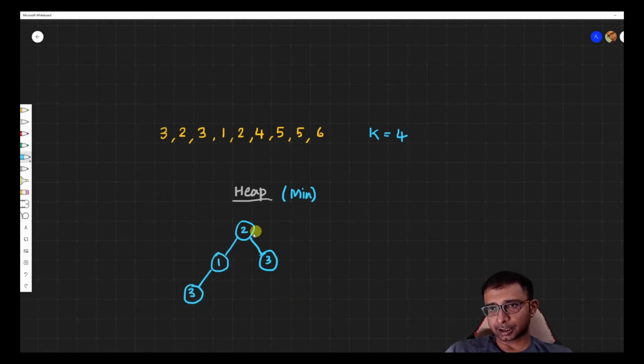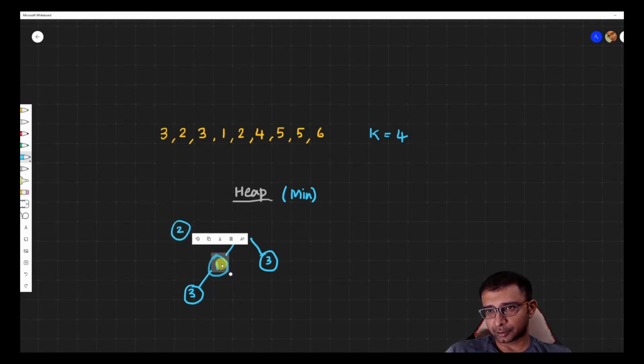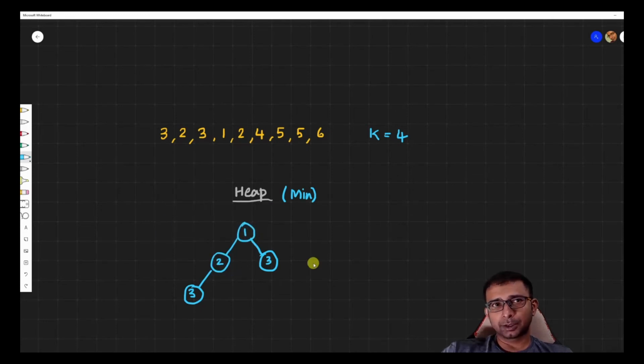And again I check, is 2 greater than me? Yes, it is. So immediately I go for a swap with my root, and 1 is promoted as the root of the 3-node heap over here. So the heap looks like this. And what we do over here is we keep track of whether the size of my heap is greater than k. I see the size of my heap is not greater than k, so I'm fine. So I'm done with the first 4 elements.